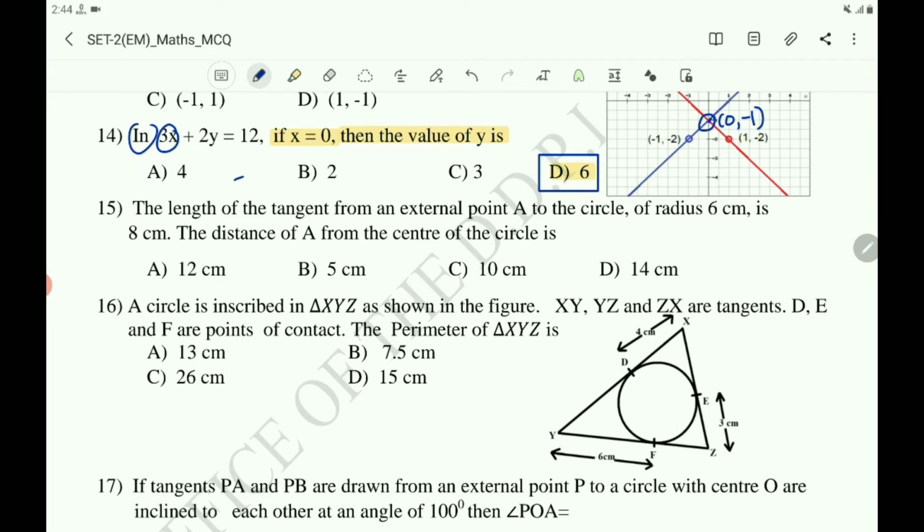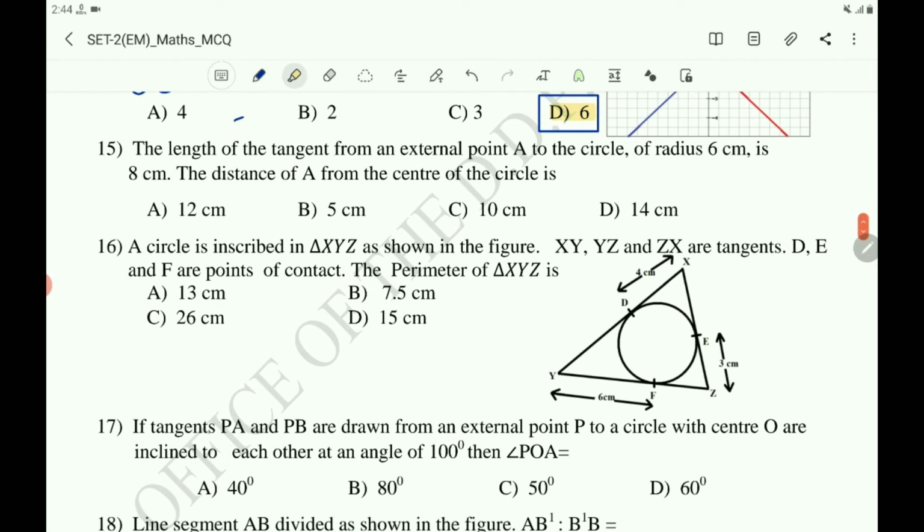Next you take the 15th question. The length of the tangent from an external point A to the circle of radius 6 cm is 8 cm. The distance of A from the center of the circle is. Here again you must use the Pythagorean triplet. Here 6, 8 is there. So what is the other number of this Pythagorean triplet? That is 10. So let us have the rough sketch here.